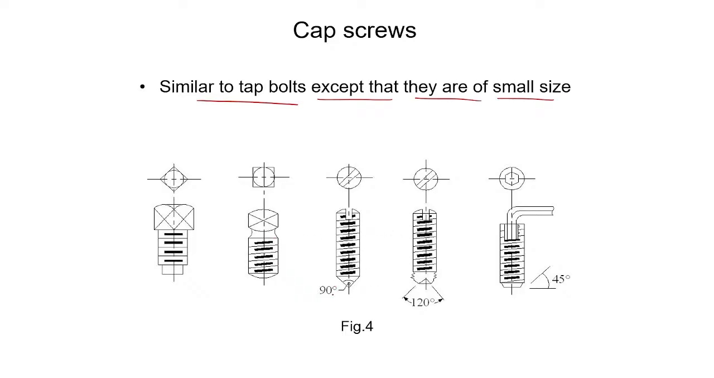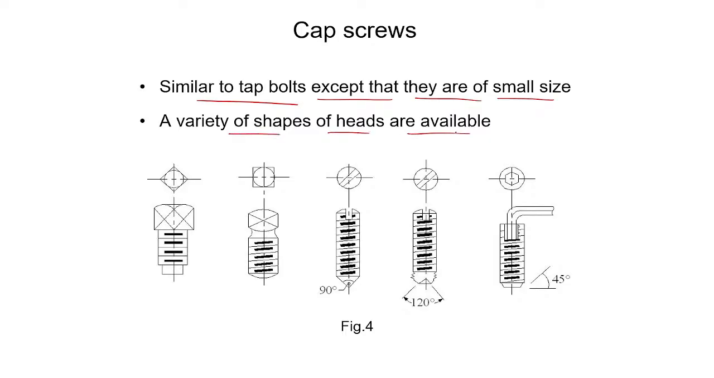The angle included is 90 degrees, 120 and 45 degrees for the thread. And a variety of shapes for the head are available for the cap screws. From the top view you can analyze the different types of heads in the case of cap screws, and in the last case you are finding the usage of an Allen key.